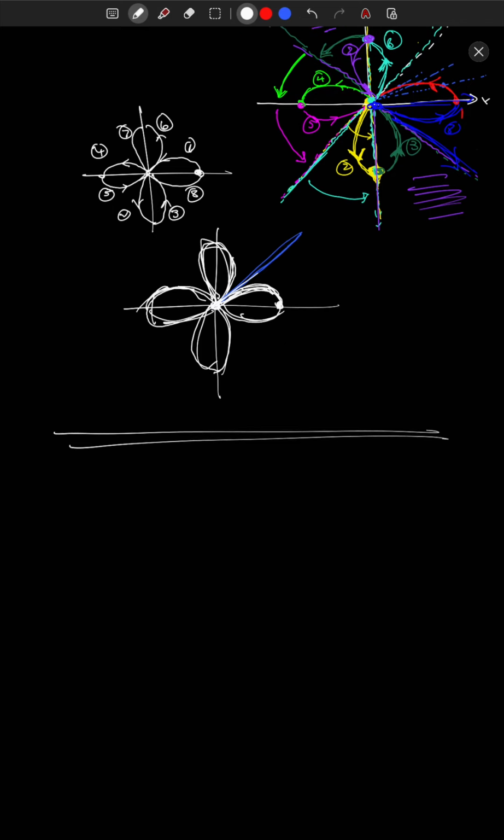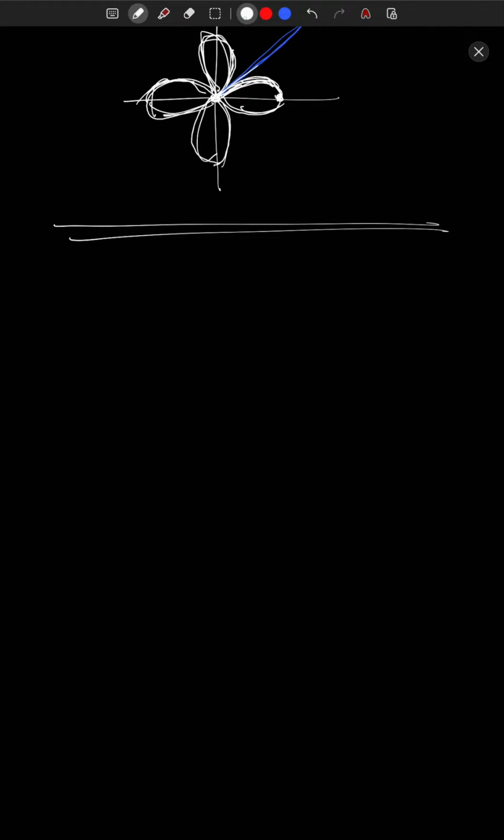All right, let's do another example. r equals cos theta.